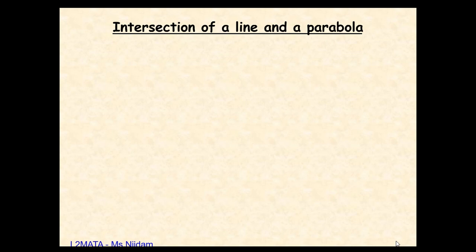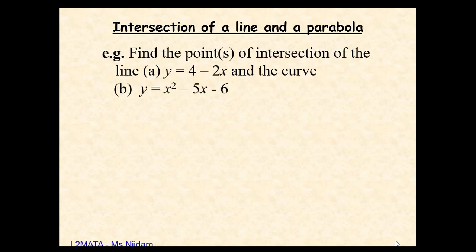Intersection of a line and a parabola. Example. Find the point or points of intersection of a line A, y equals 4 minus 2x, and the curve B, y equals x squared minus 5x minus 6. Because both of the equations are given in terms of y, it makes sense to set them equal to each other, or equate them.